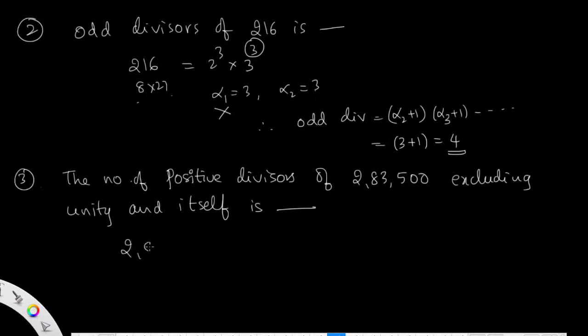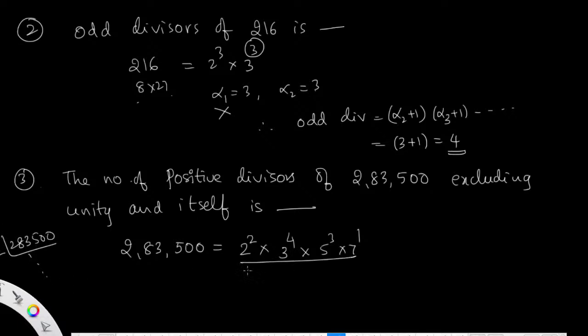Whatever the bigger number given, 2,83,500, this is a question from two years back. 2,83,500 can be written using prime factorization. Then you get the value as 2 square into 3 power 4 into 5 cube into 7 power 1. By doing the prime factorization of 283,500 like this, we get 2 square into 3 power 4 into 5 cube into 7 power 1.